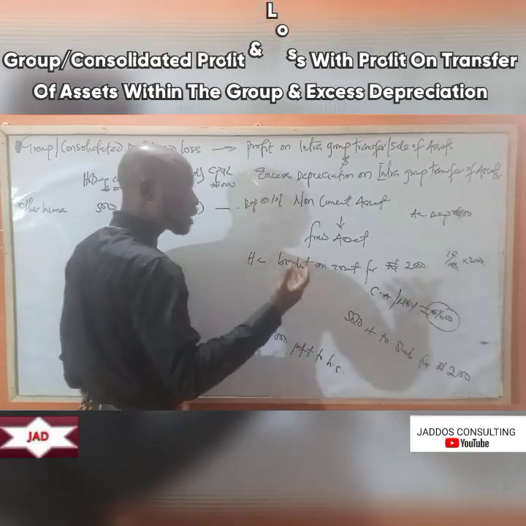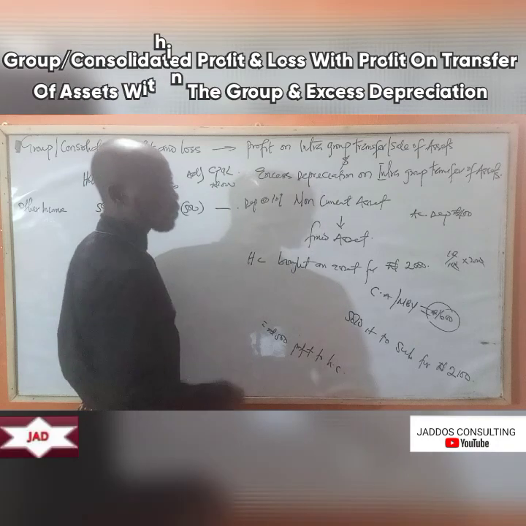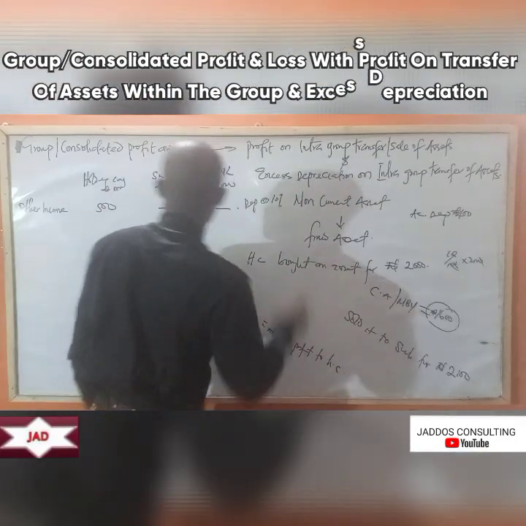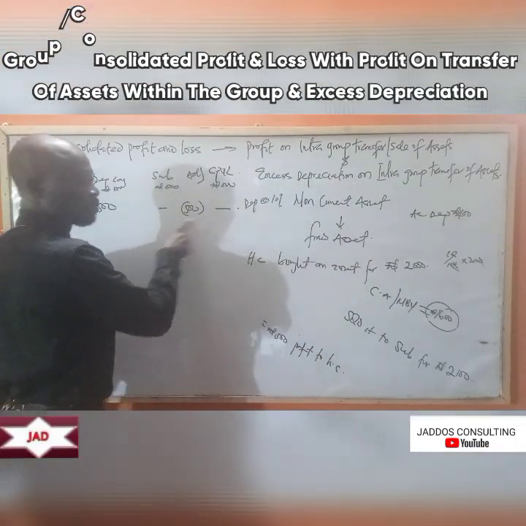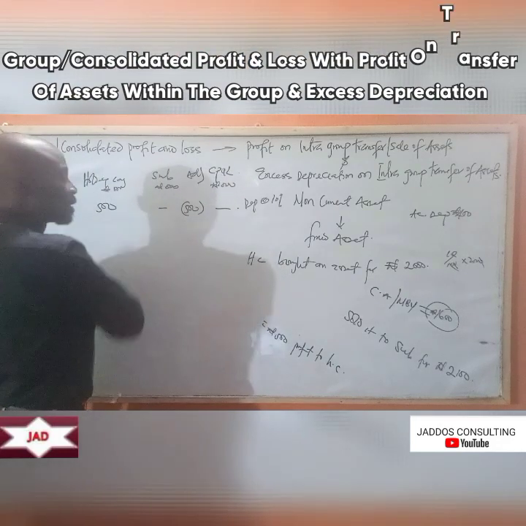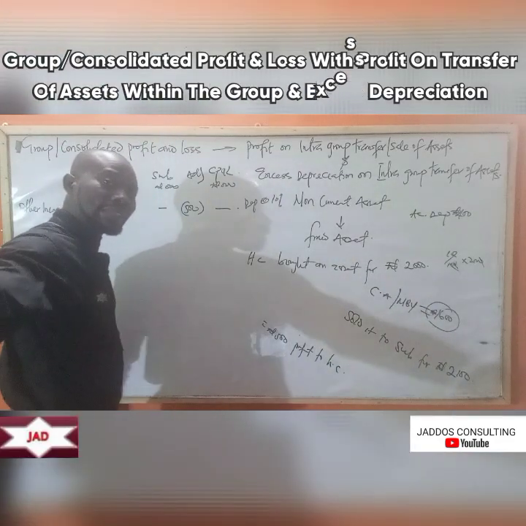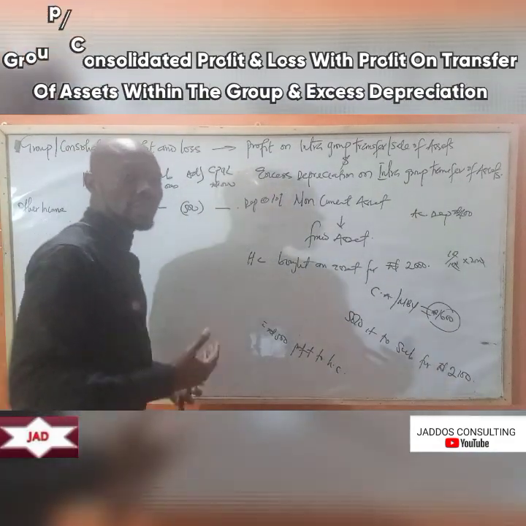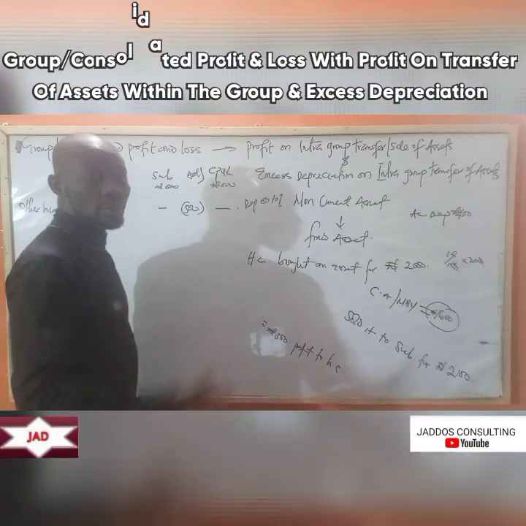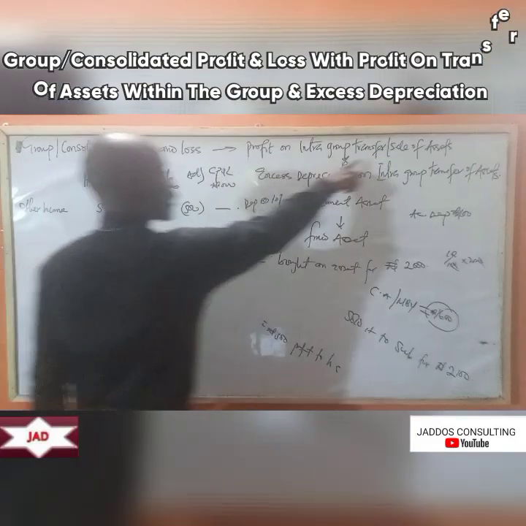But at consolidation level, you cannot sell to yourself. You can't make profit on yourself. So that profit cannot stand. That's the essence of the adjustment. We're trying to eliminate that profit that at separate level can stand, but at group level, you cannot stand, because you can't make profit on yourself. That is it on profit on intragroup transfers of assets.